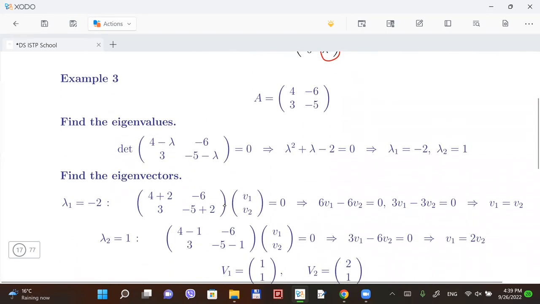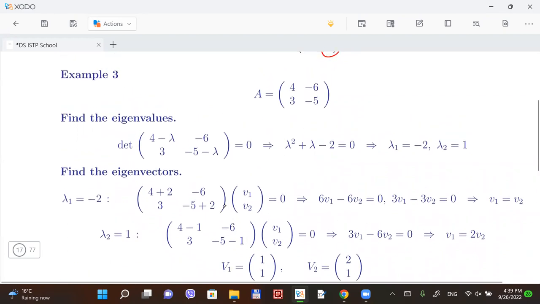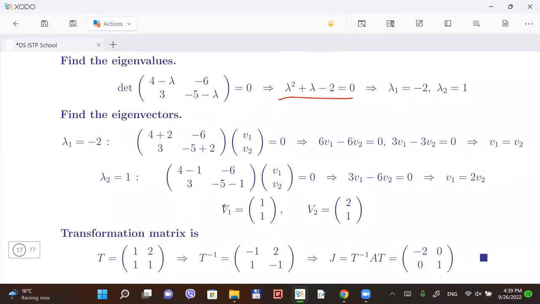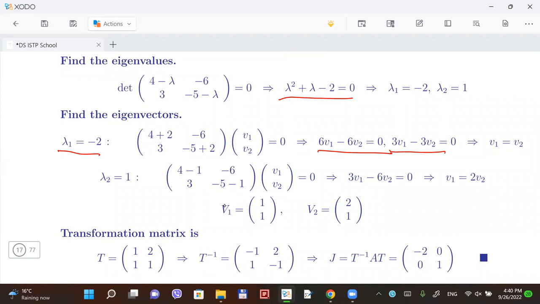So here I have a couple of examples. The first example, you have a matrix. To find eigenvalues, you take the determinant of this. If you expand, you have the quadratic equation like this, whose roots are minus two and one. This is the first case, when you have two real and distinct eigenvalues. To find the eigenvectors, as we said, you solve the system. So for lambda equal to minus two, we have this equation. Of course, now it is actually one equation because the rank of the matrix is one.